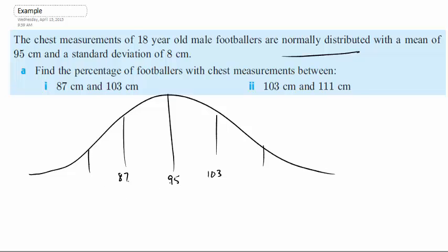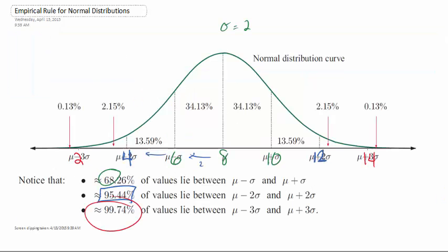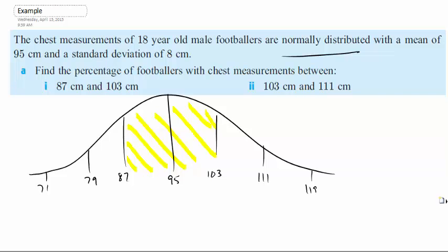2 standard deviations away from the mean, that's going to be 111 would be 2 standard deviations above, and 79 would be 2 standard deviations below. And then 3 standard deviations, that's going to be 119 and 71 for this. So I want to know the percentage between 87 and 103. So that percentage of data, that's 1 standard deviation greater and 1 standard deviation lower. And if we look back at our empirical rule, we should expect 68% to be within there.